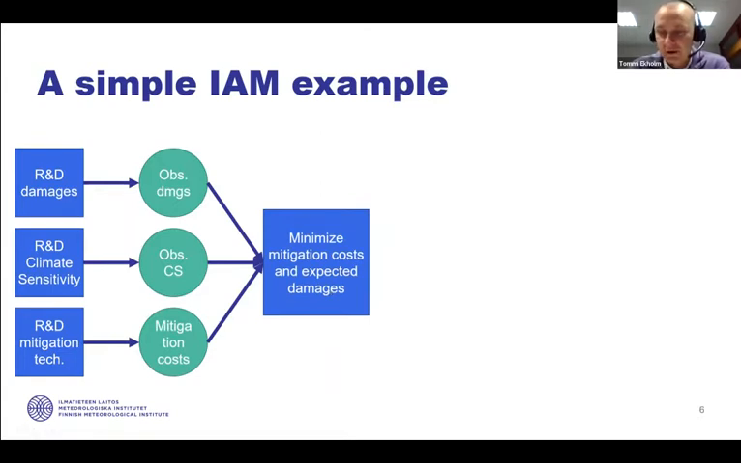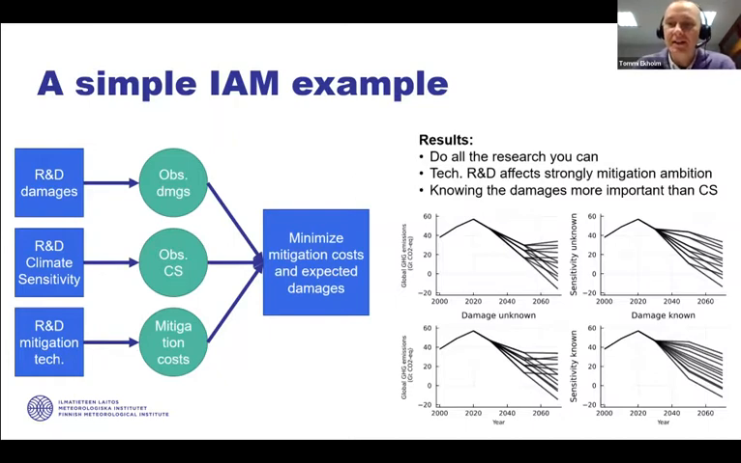And we are still trying to finalize how to present the results, so it's not super clear at the moment, but the main takeaway is, well, there were some problems with getting reliable data, and some of the parameters we use are more or less fabricated, but we still wanted to do this example. So what we get out of this model is: do all the research you can, because the information you might get from that is so valuable. The technological R&D strongly affects the ambition of mitigation, so there's a high probability to get lower mitigation costs, and that's really a good thing.